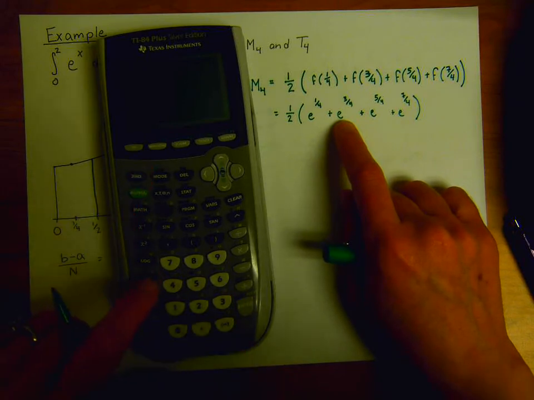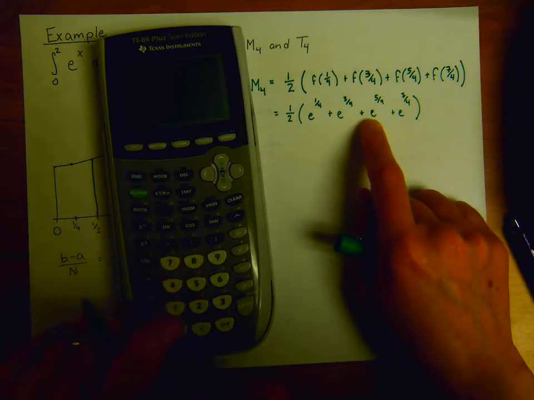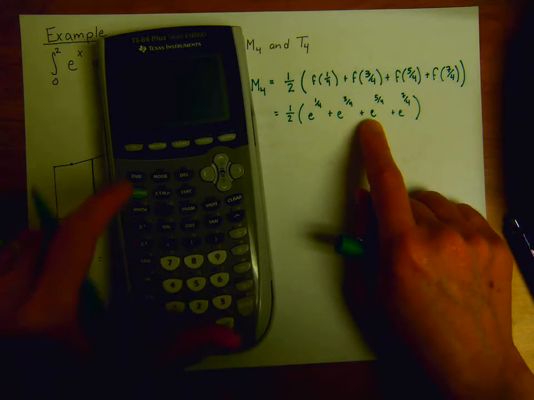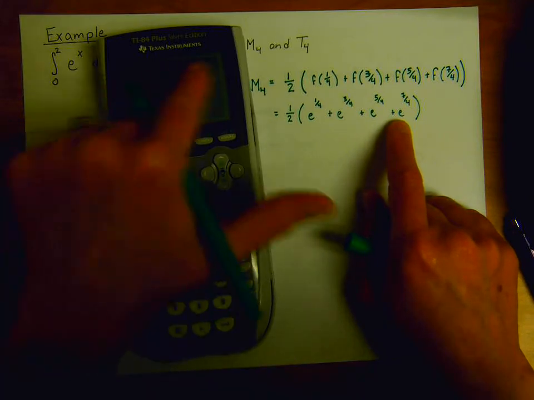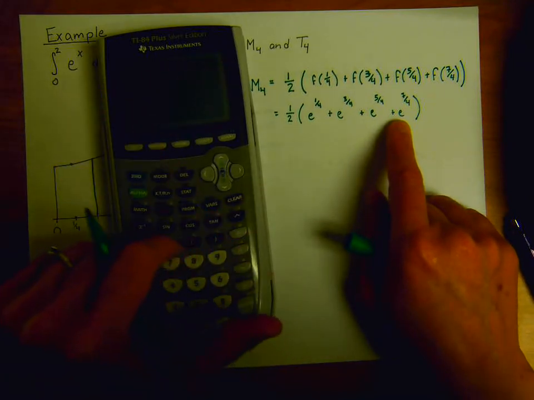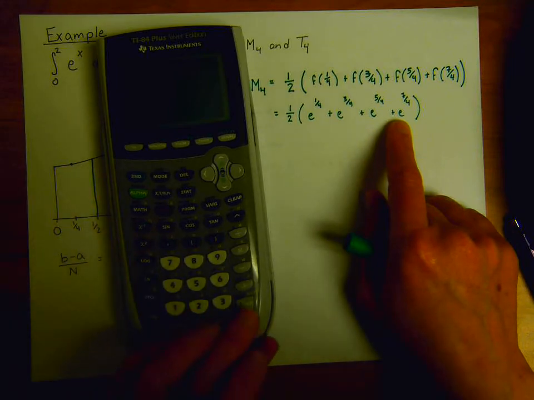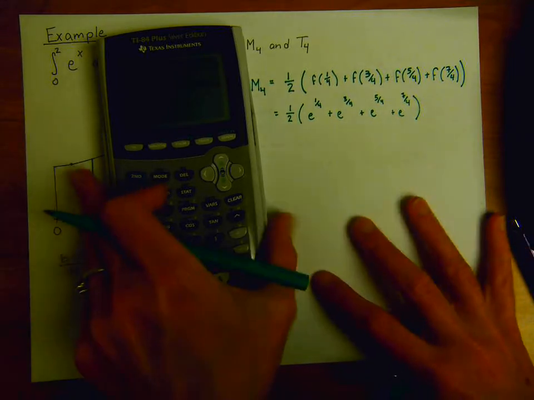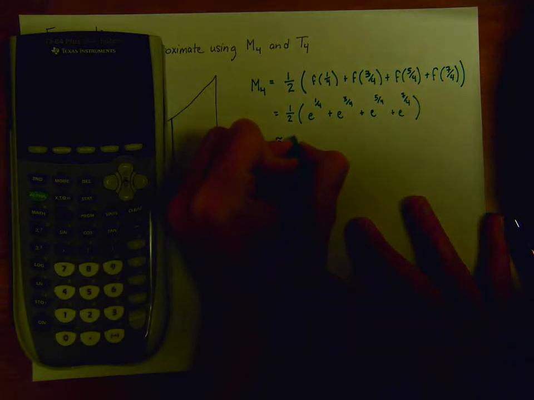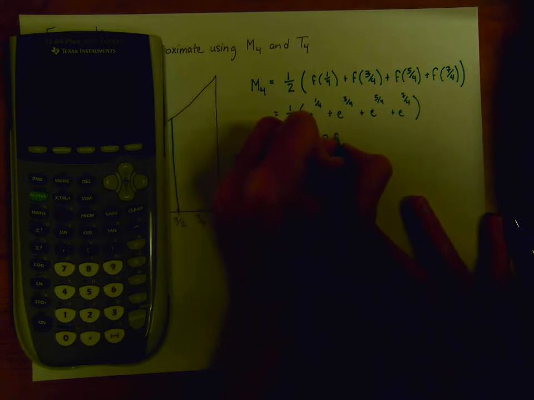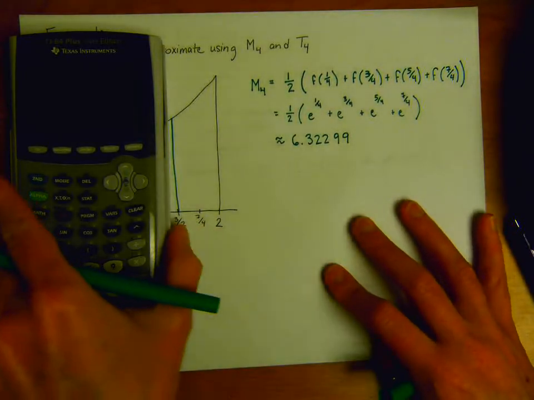plus e to the 5/4 plus e to the 7/4. I don't know why I did some of them as decimals and others not. And it gives me an approximate value. Now, if I asked you for an exact value, this wouldn't qualify, but the approximate value is about 6.32299. I'm keeping a lot of decimal places in there.